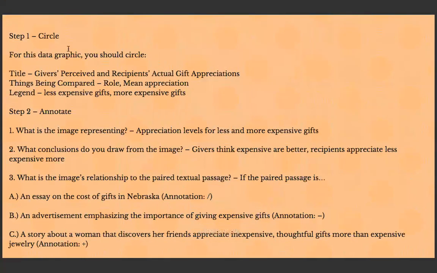So for this data graphic, you need to circle the title. There it is. The things that are being compared. When it says role, it means givers and receivers, and then how much they appreciate. So those are the two things being compared. And then the legend is important. It needs to be circled because this is what's distinguishing your bars. The less expensive gift compared to the more expensive gift. So you're actually doing a four-way comparison.